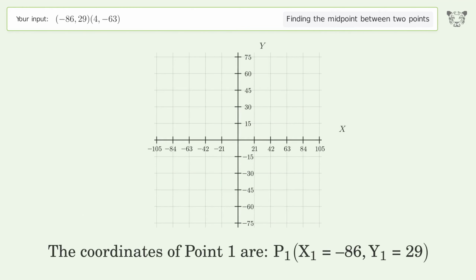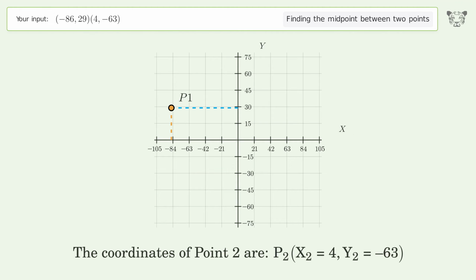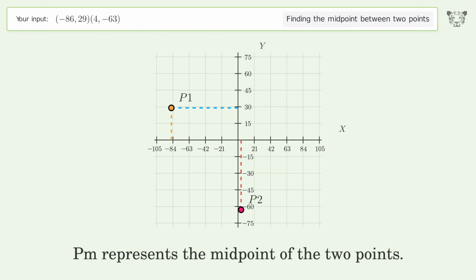The coordinates of point 1 are, x1 equals -86, y1 equals 29. The coordinates of point 2 are, x2 equals 4, y2 equals -63. PM represents the midpoint of the 2 points.